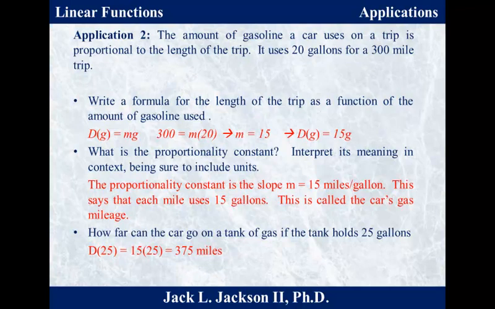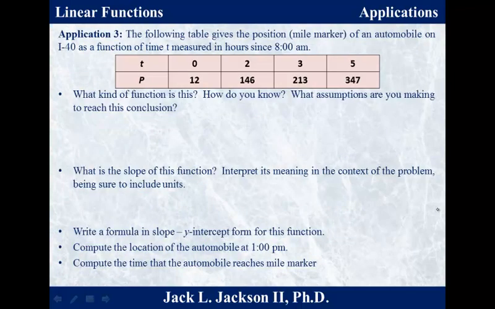When you buy a car, they'll have estimates of that posted on the car. How far can the car go on a tank of gas? If the tank holds 25 gallons, we put 25 in place of g. That's d of 25, so 15 times 25 is 375 miles. That would be the range of the car for one particular tank.